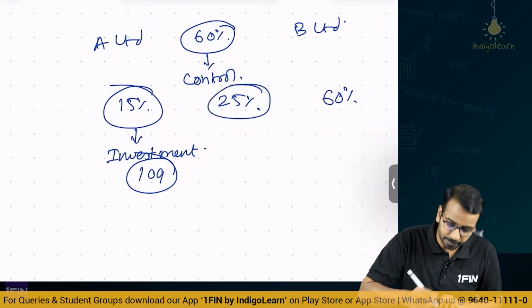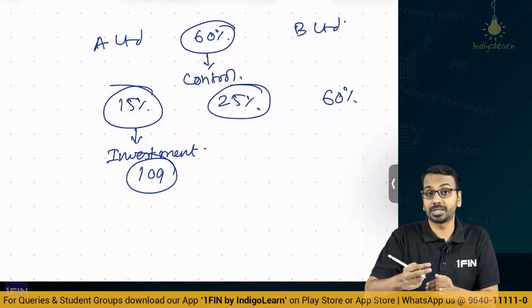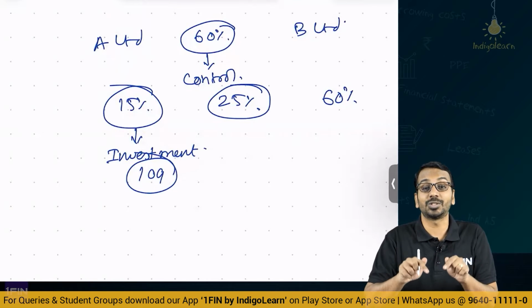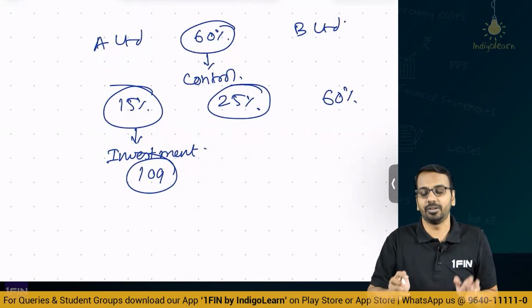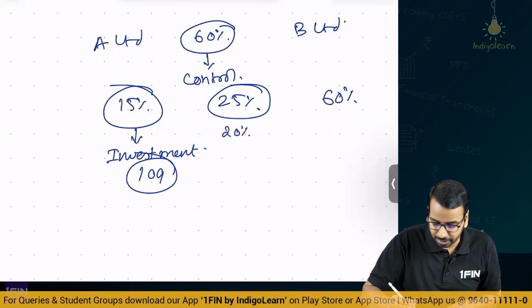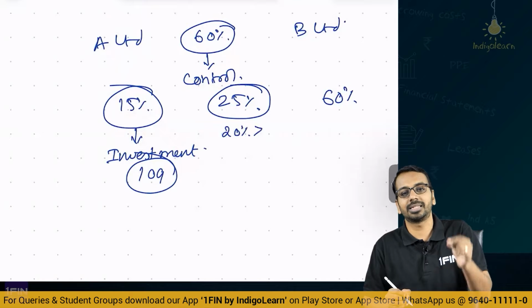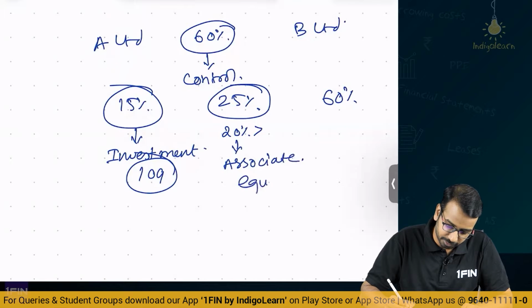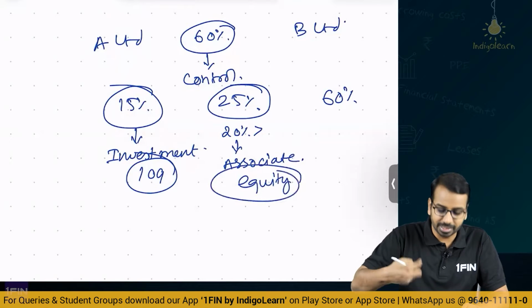When it comes to 25%, which is more than 20%, what does it become? It becomes an associate. There is a significant influence. We have understood 20% or more than 20% results in significant influence. There you will follow associate accounting, which is your equity method. This we will discuss separately.